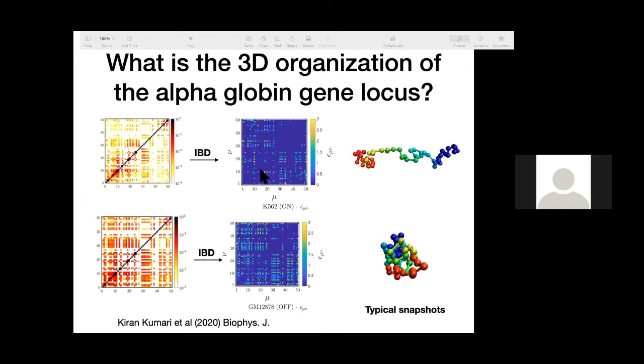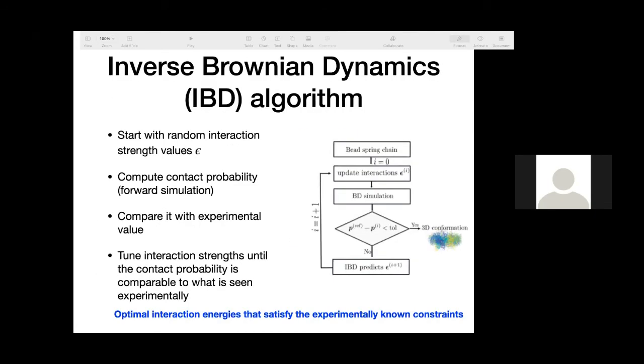Ranjit, I have a question. This is Vanita. Yeah. So you have completely modeled the entire chromatin as a bead spring model. Yes. So can you explain a little bit about that?